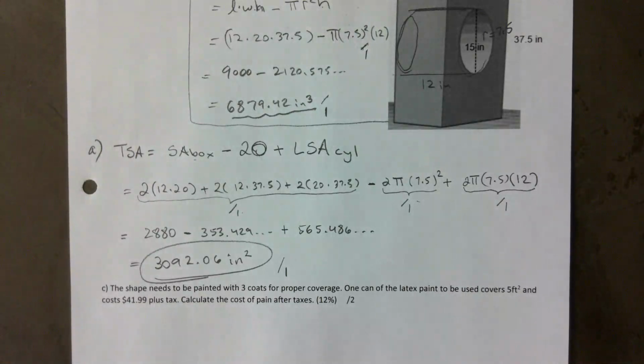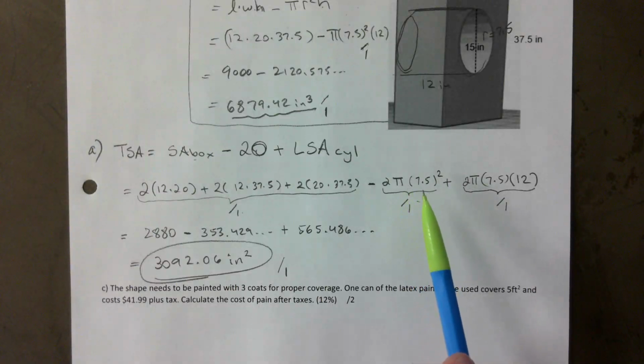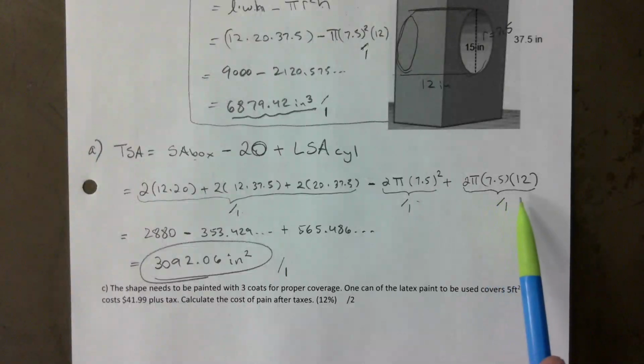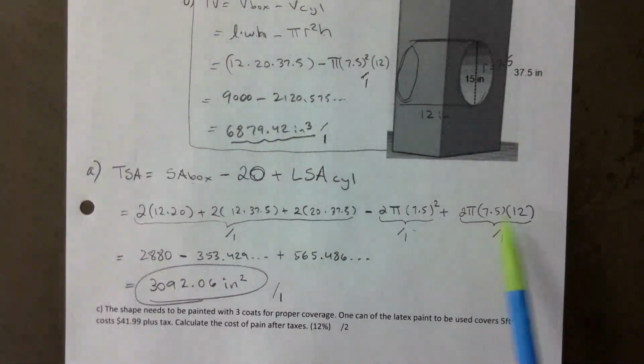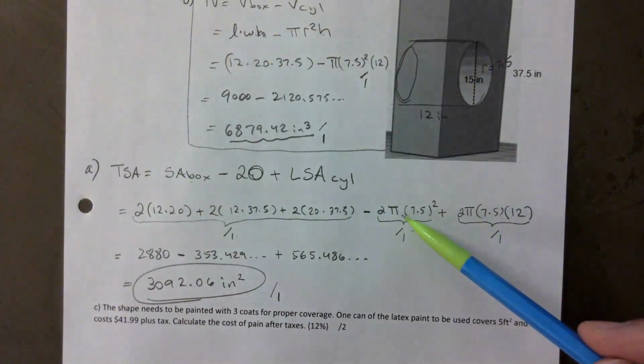I'm willing to bet that some of you forgot about taking away the circles. And some of you might have said, well, Mr. Dirksen, I'm not including the circles because I'm just doing the lateral surface area of the cylinder. Good that you didn't include them here, but you still need to subtract them because they're not there. So you have to omit them here and subtract them as well.